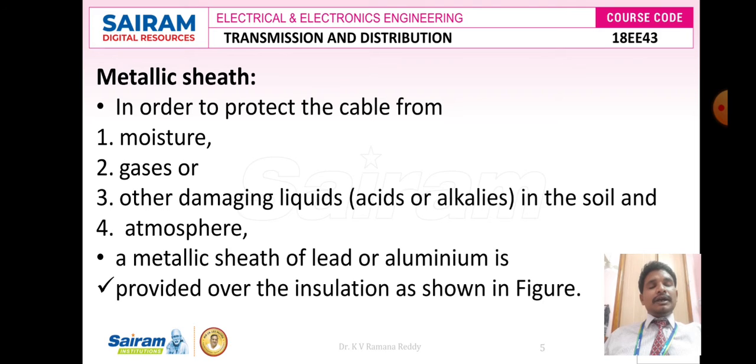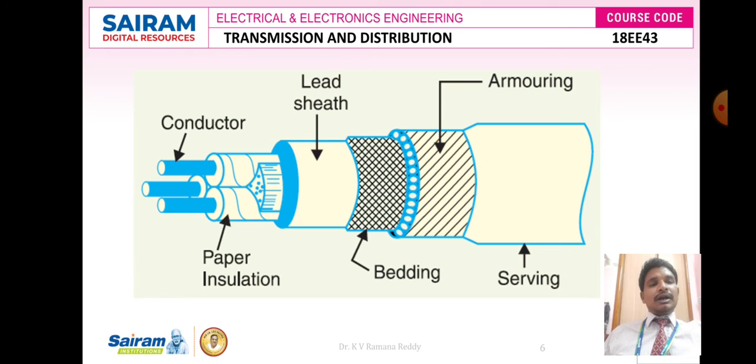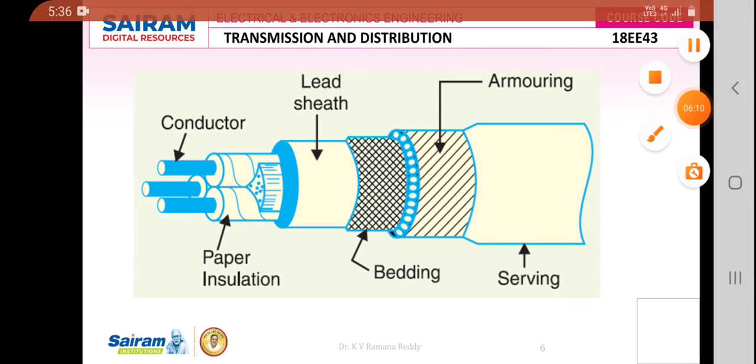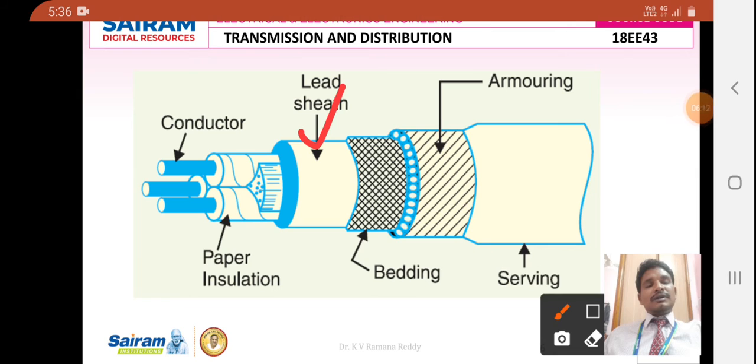Because the atmosphere already consists of air, and air consists of water particles in terms of ions. So we have to protect the given conductor from moisture, gases, other damaging liquids like acids or alkalis in the soil, and also from the atmosphere. So a metallic sheath of lead or aluminum is provided over the insulation as shown in this figure. Look here, a metallic lead sheath is provided which covers the paper insulation.